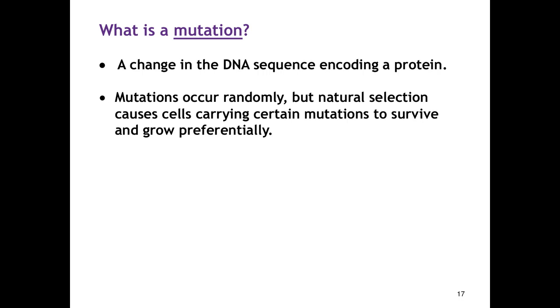So I've referred many times now to mutations. What are mutations? Mutations are simply changes in the DNA sequence that encodes the protein. Mutations occur at random every time a cell divides. Of course, natural selection, as Darwin taught us, will allow cells carrying certain mutations to survive and grow, to get a growth advantage, and to grow preferentially. Other mutations will be deleterious or damaging to a cell. And so although mutations occur randomly, the consequences of those mutations are not random.